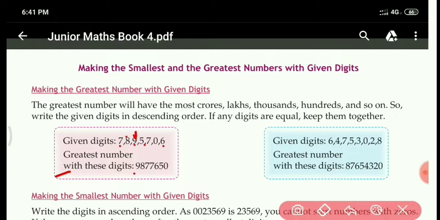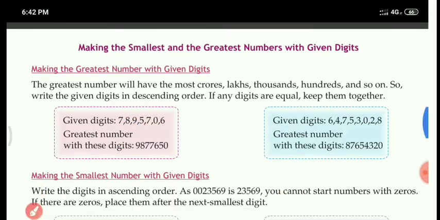Then after 9 comes 8. After 8, what is the greatest number? 7. And it is given 2 times, so write it 2 times right here. Then after that 6. Then after that 5. And the last one is 0. So what will be required here? 98 lakh, it is 98,77,650. Okay. Similarly, we can do this example also.